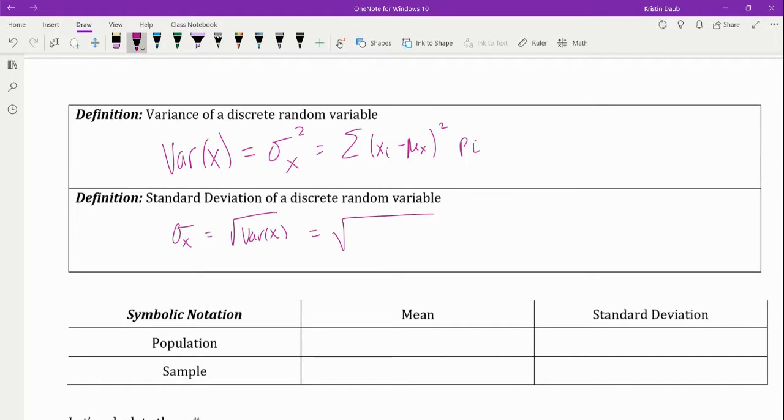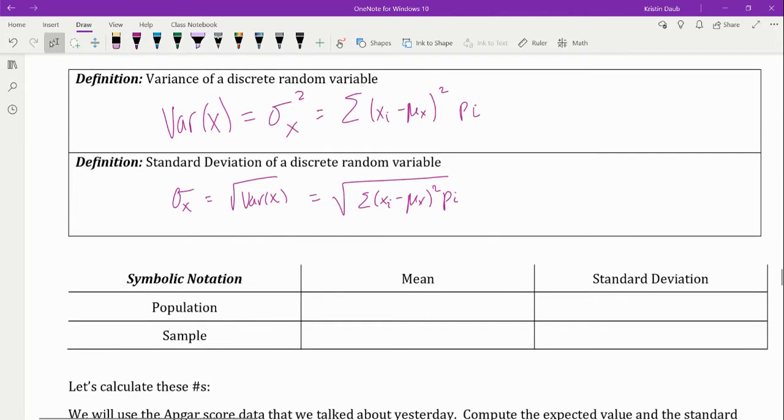And so let's just put a big square root over our summation formula. If I can write down u squared times the probability of I. And then just another reminder, like I said, we're going to talk about symbols kind of a lot here.